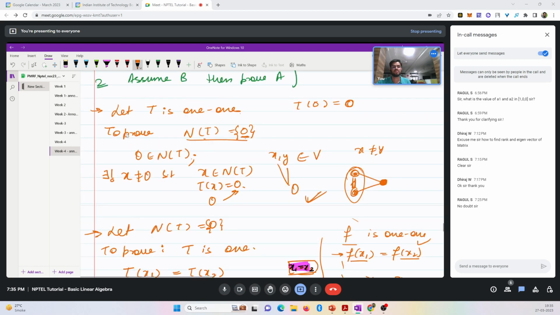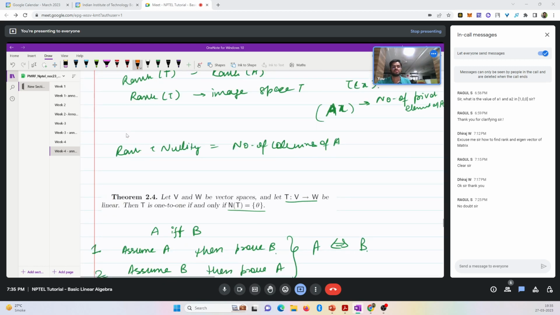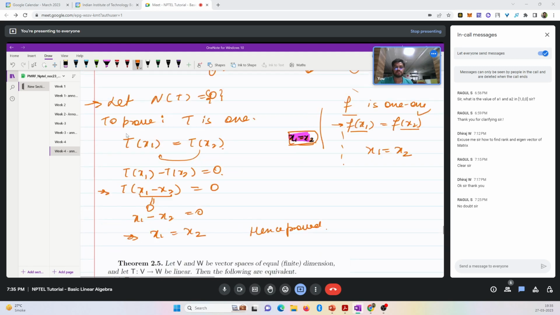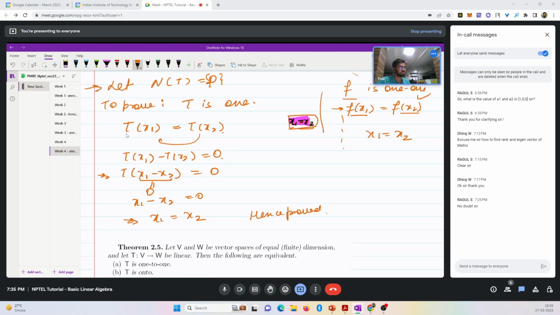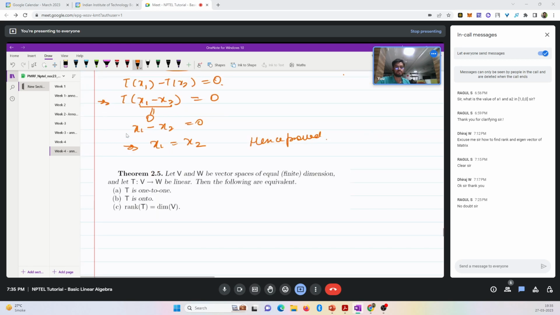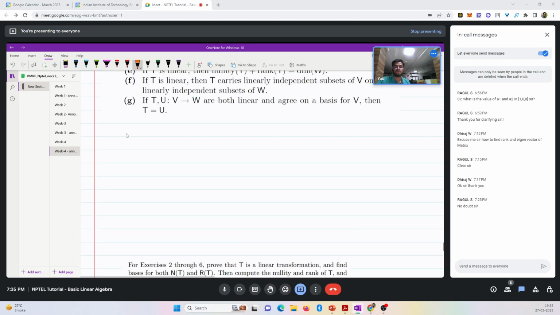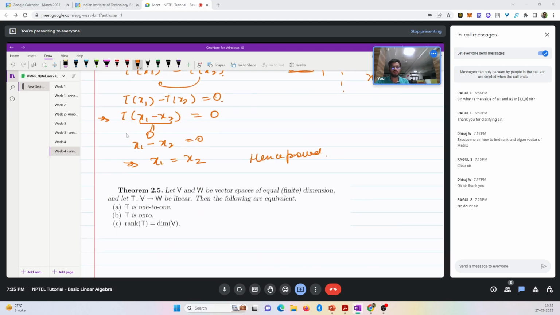So we proved it to be 1-1. What is the takeaway from this? The takeaway is that if you have a linear transformation and you want to check whether it is 1-1 or not, you just need to check the null space of T. If the null space of T is 0, then that function would be 1-1. I hope this proof is clear. We'll come to this proof in a while.